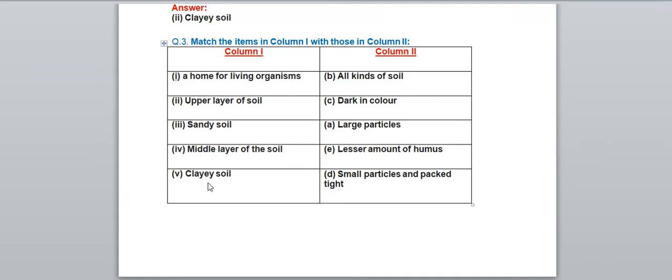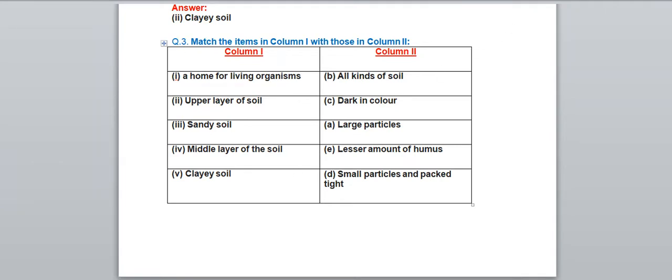And the last one, we have clay soil. What is the characteristic of clay soil? Small particles and packed tightly. This is the feature for clay soil. In the clay soil, the particles are very small in size. The soil particles are very small in size and they are very close to each other. So they are packed tightly also. So this was the match the column for this question number 3.